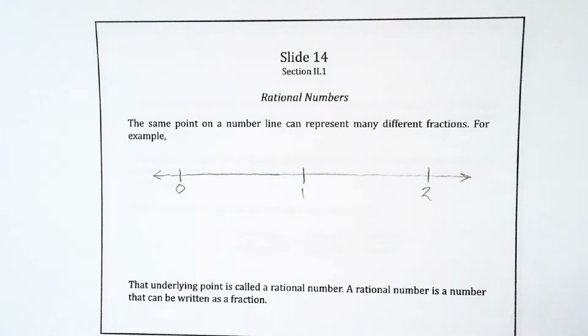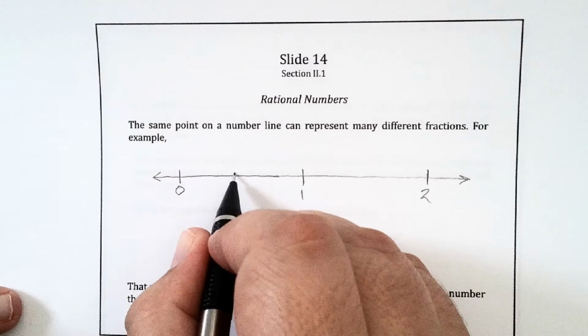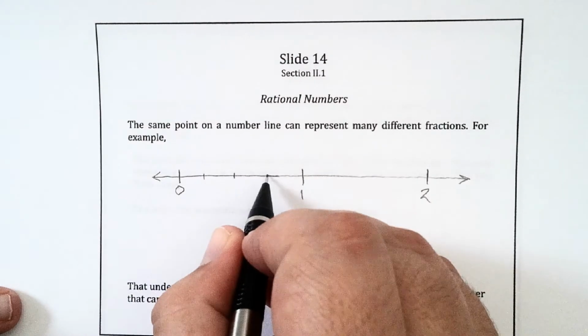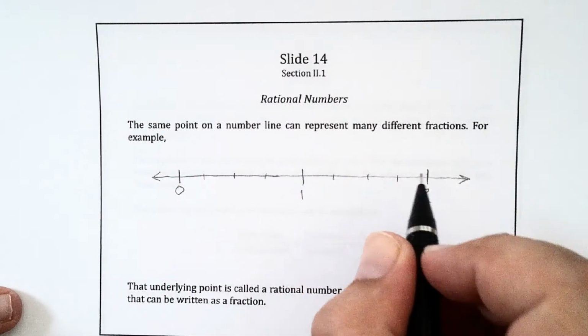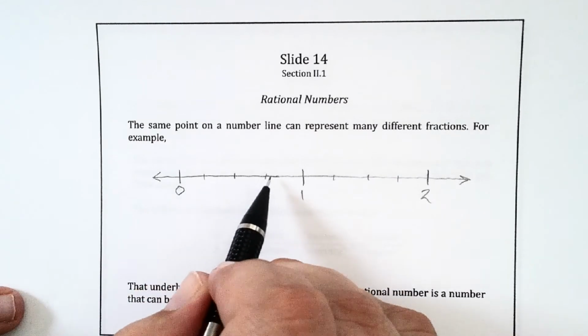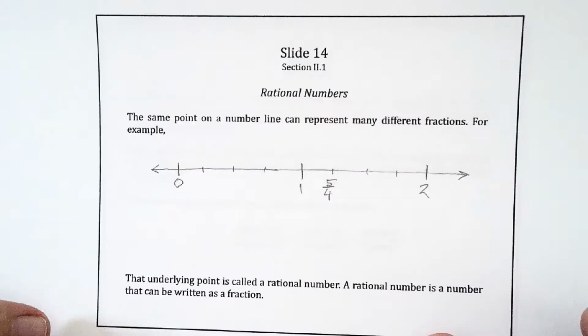Let's say 5/4. So to illustrate 5/4, I would divide each interval up into 4 equal parts, and I count 1, 2, 3, 4, 5 away from 0. Okay, so that's 5/4.